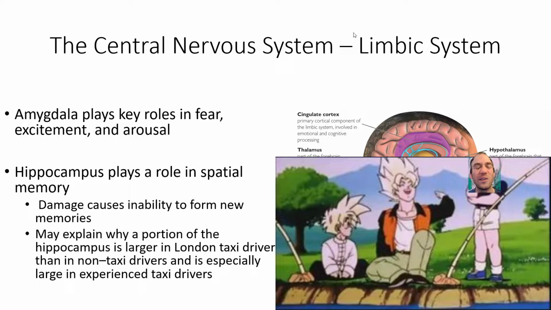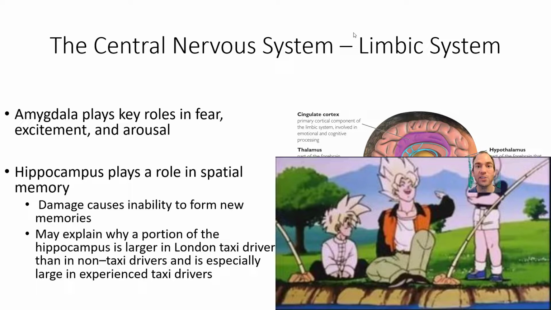Not really tested on that for the purpose of this class, but I want to talk about the hippocampus. It plays a role in spatial memory, like your memorization of maps and where you are in space. Damage causes inability to form new memories, and it may explain why a portion of the hippocampus is larger in London taxi drivers than in non-taxi drivers, and especially large in experienced taxi drivers. Some research has compared the size and activity of taxi drivers' hippocampus to non-taxi drivers, and found that taxi drivers have larger hippocampuses, which illustrates the role of spatial memory.